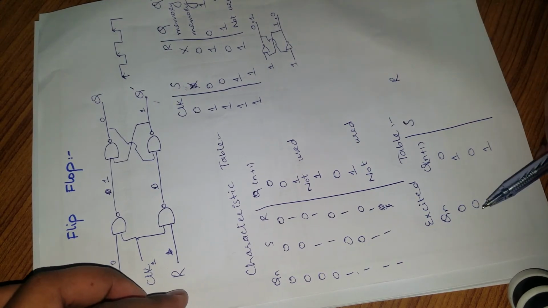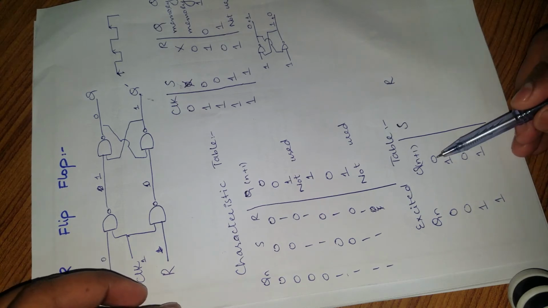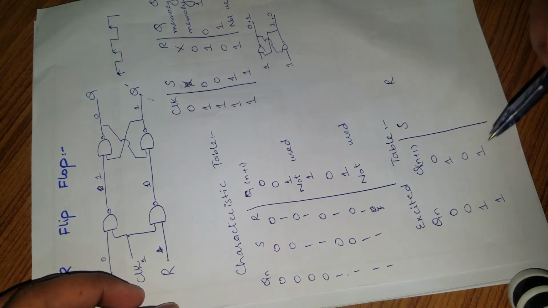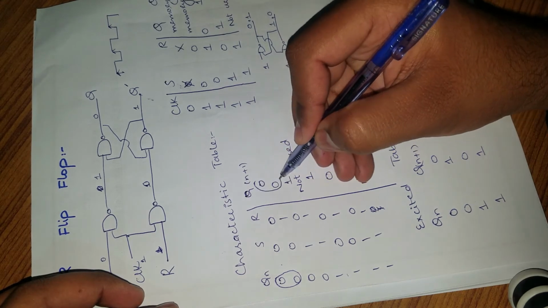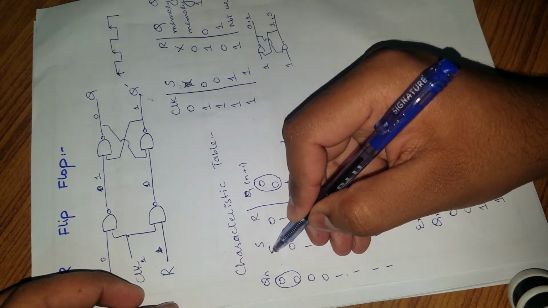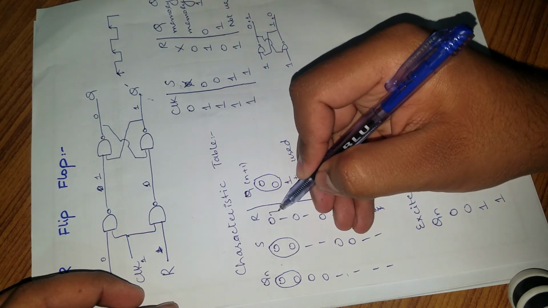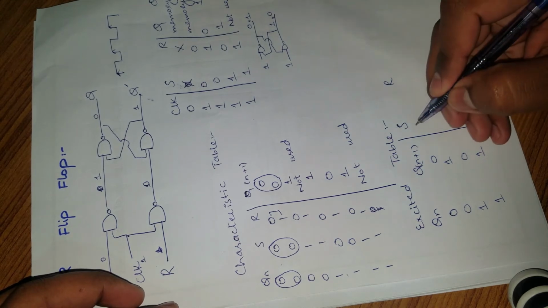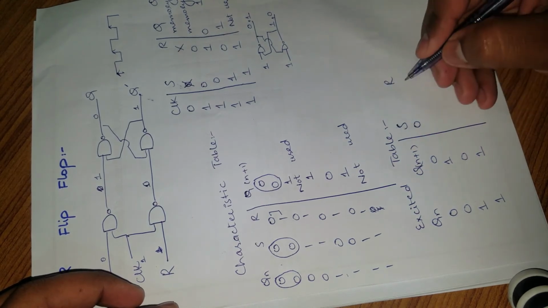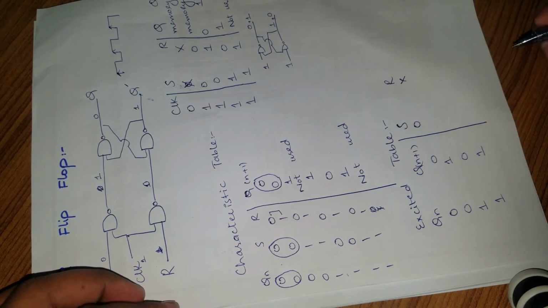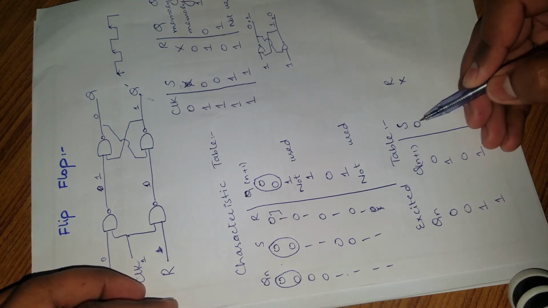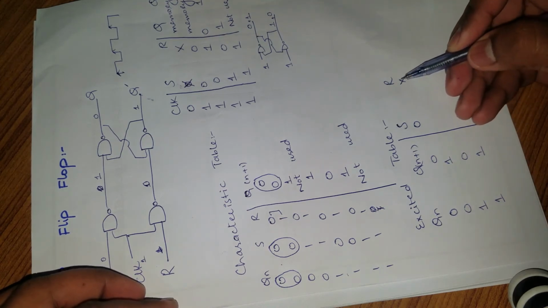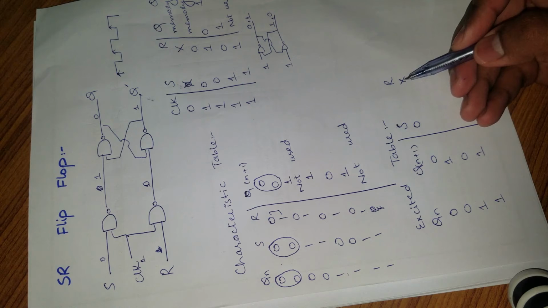We will first find the case when Qn is 0 and Qn plus 1, meaning the next state, is 0. In these two conditions, Qn is 0 and Qn plus 1 is 0. S is constant and R is arbitrarily changing, so R is a don't care condition. It means if we want this output, we only need S 0 as input, not R. R can be 0 or 1.